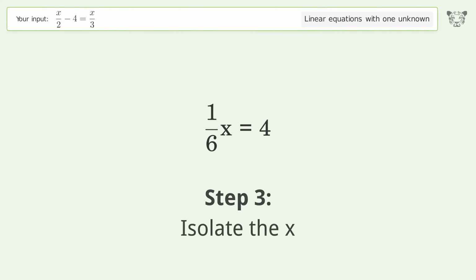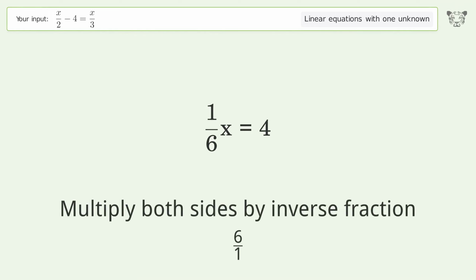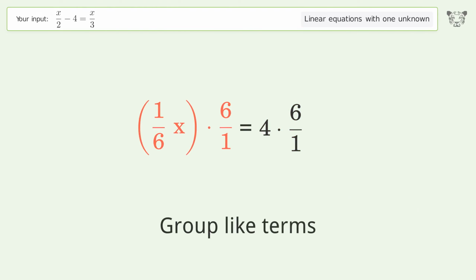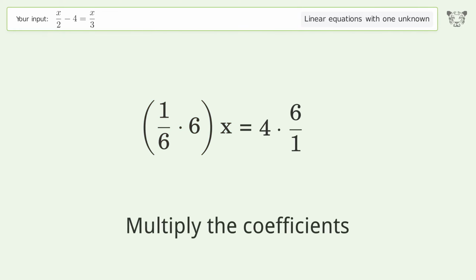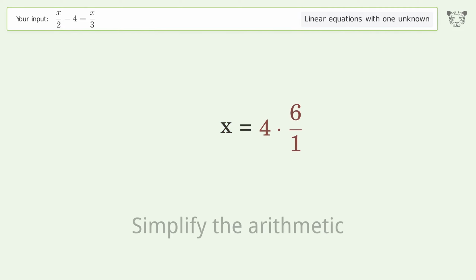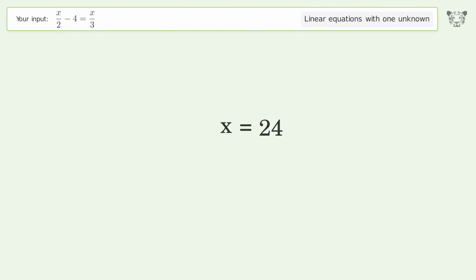Isolate the x. Multiply both sides by inverse fraction 6 over 1. Group like terms. Multiply the coefficients. Simplify the fraction. Simplify the arithmetic. And so the final result is x equals 24.